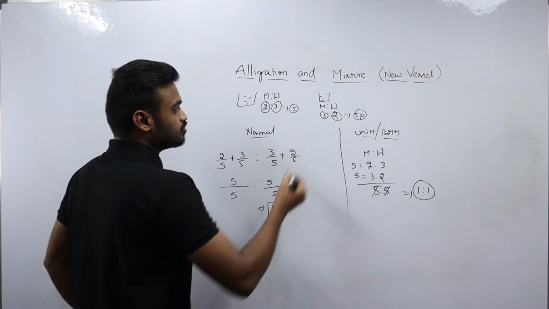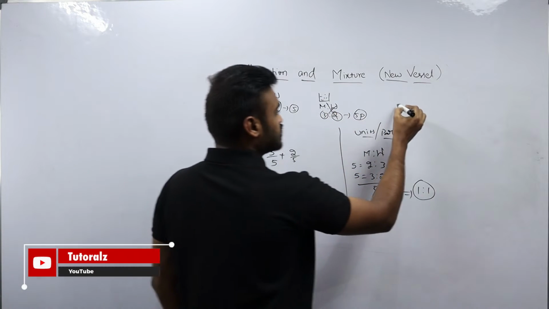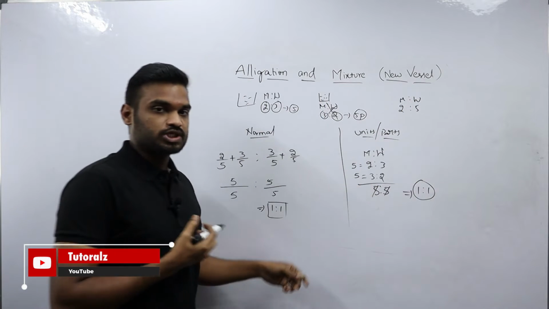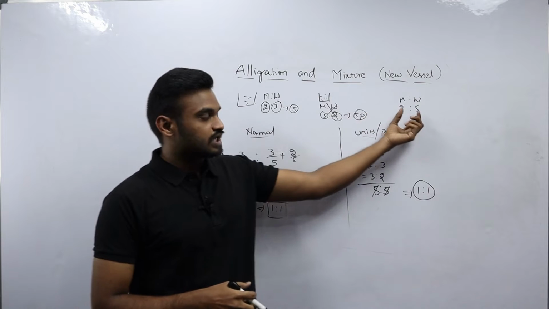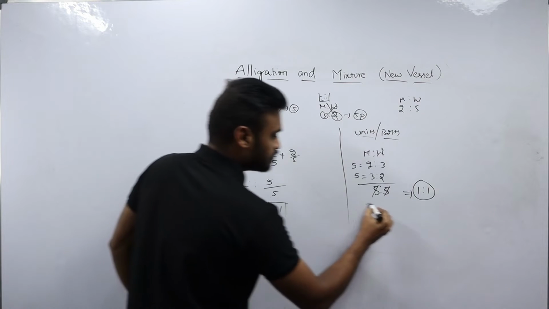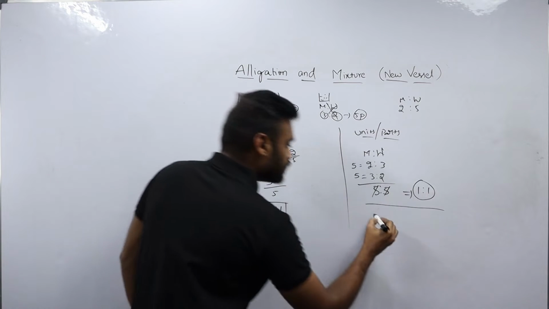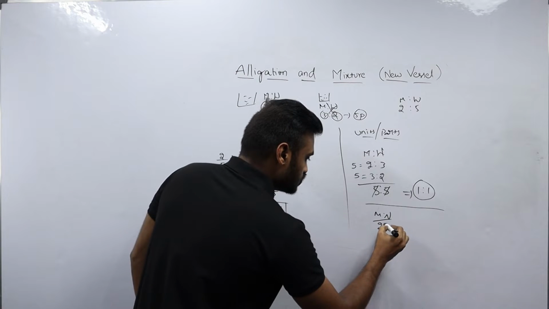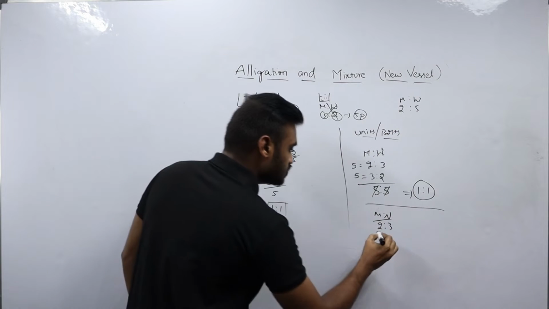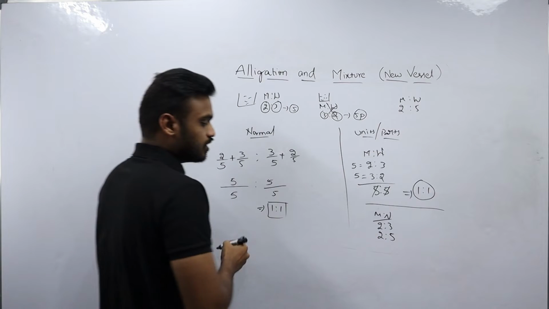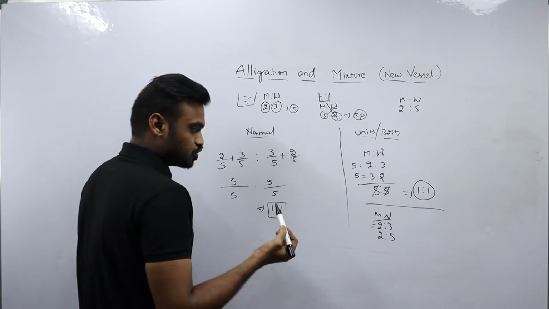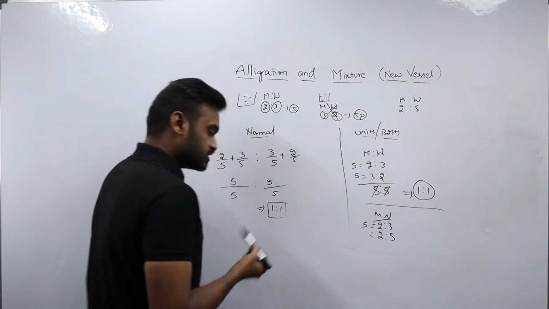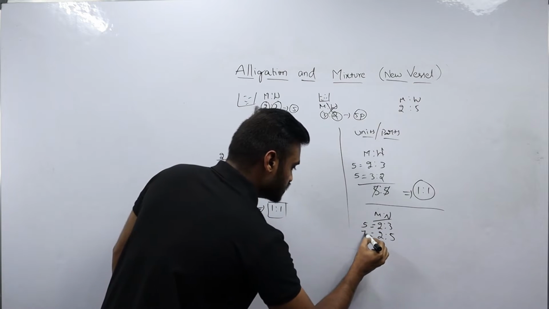See here, suppose assume that the second vessel contains milk to water in the ratio of 2 is to 5. Suppose the first vessel is 2 is to 3 and the second vessel is 2 is to 5. Now see here, if the parts are different, milk is to water, in the first vessel 2 is to 3, in the second vessel 2 is to 5. Now in the first vessel, the total parts, that is 2 plus 3, is totally 5 parts. In the second vessel, 5 plus 2, there are totally 7 parts.